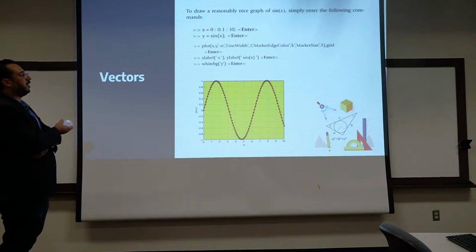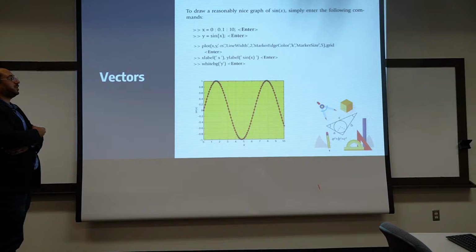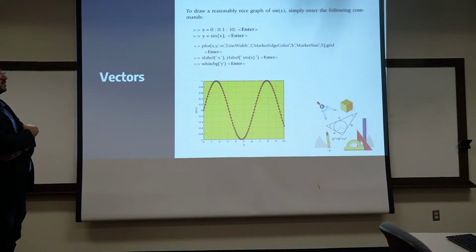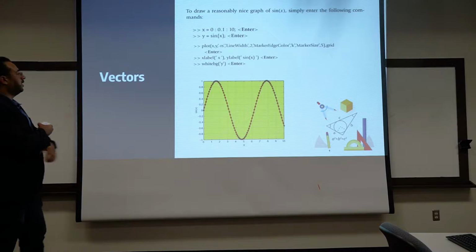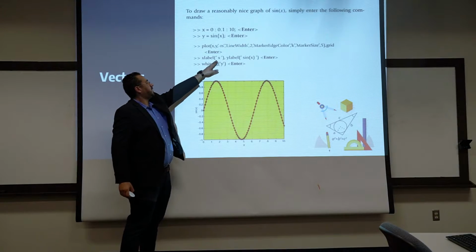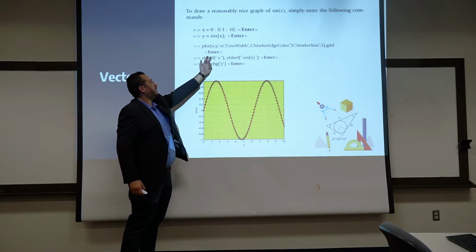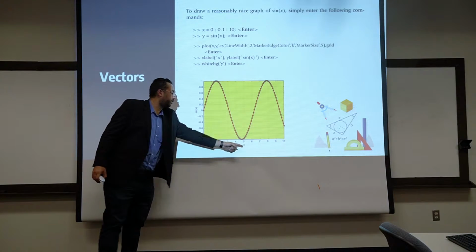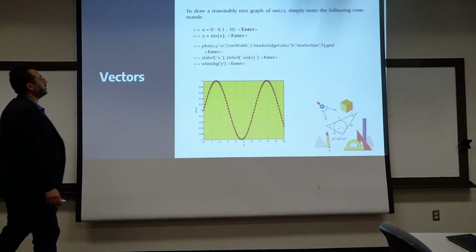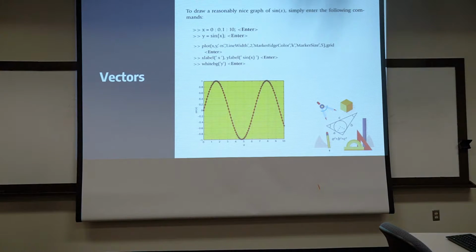Marker edge color K, put it W, put it M, see what it gives you. Marker size 5, let's put it 7, 8, 9, 10, and see how it goes. X label X, put your name, whatever you want. Y label something else, and see whether it changes here or not. Just change one thing at a time and see what happens. As long as you don't get an error or a mistake, you should be good.